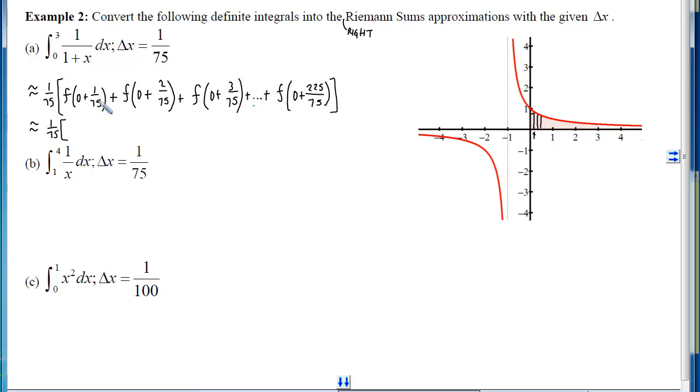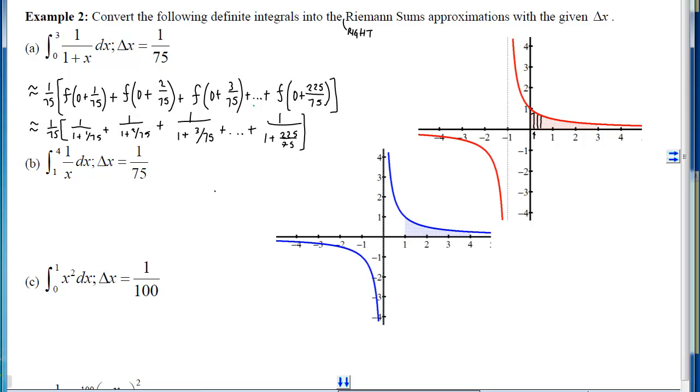So if I plug 0 plus 1/75 into this function, I will get 1 over 1 plus 1/75. My next one will give me 1 over 1 plus 2/75. My next one will give me 1 over 1 plus 3/75. And I can continue on until my final, which will be 1 over 1 plus 225/75.